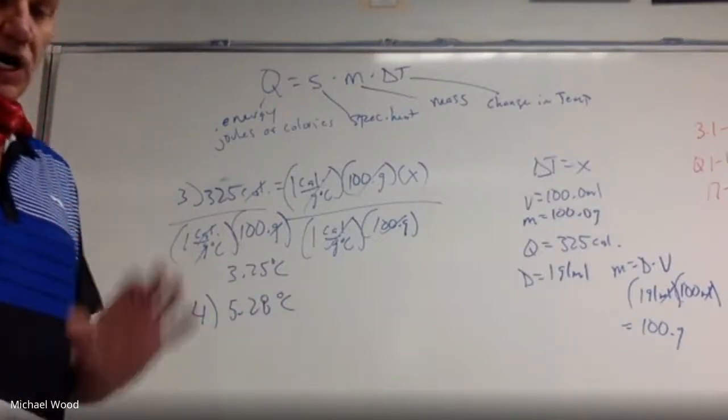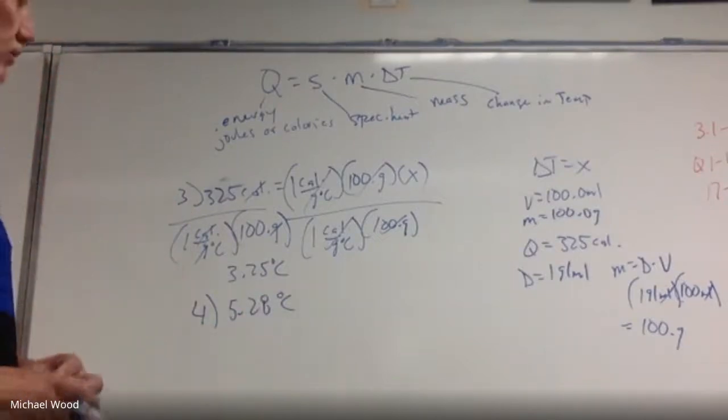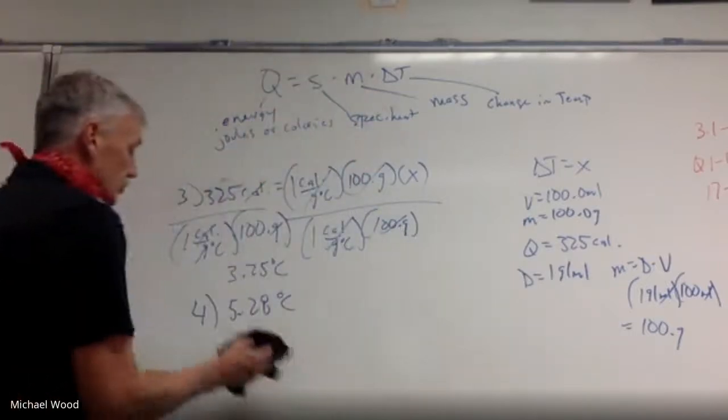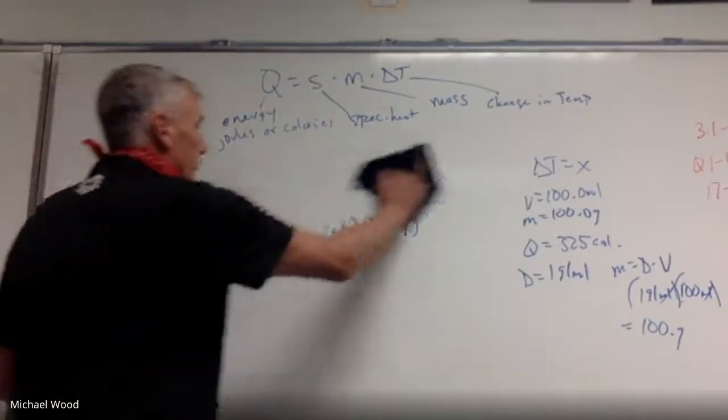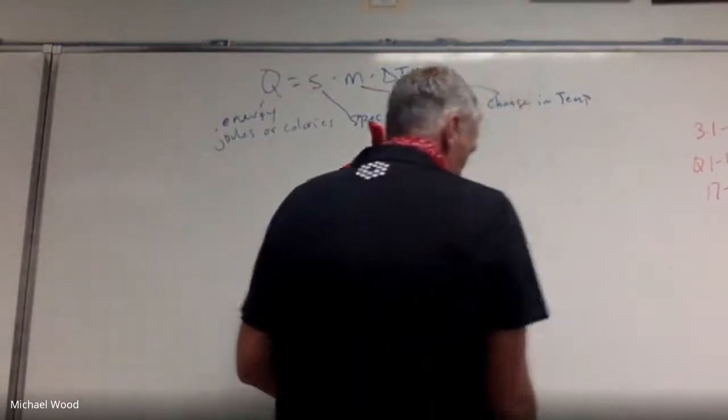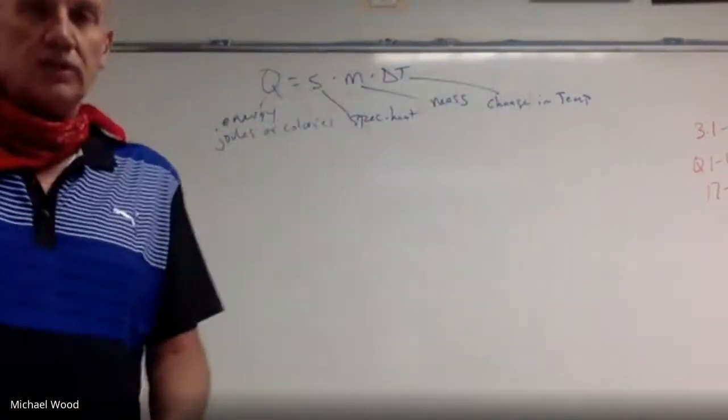Okay, so I'm going to do the odd problems, and I'll have you guys do the even problems. So there's 3 and 4. Okay, on to number 5. I think number 5 to me is the hardest problem on the worksheet.